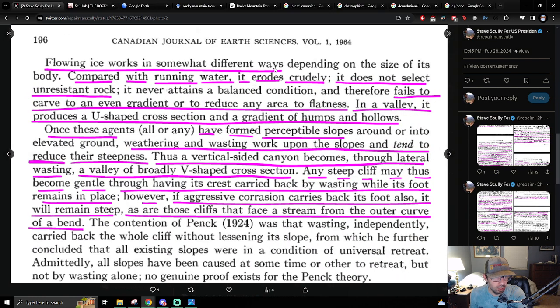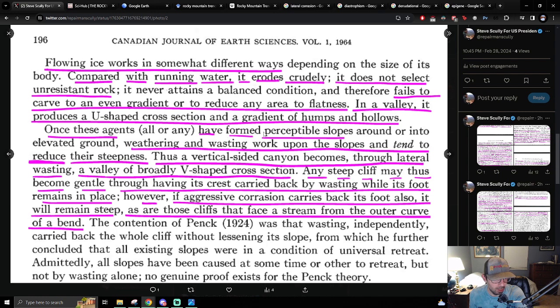Flowing ice works in a somewhat different way. Compared with running water, it erodes crudely. It does not select unresistant rock, which neither do highly pressurized currents. I mean, it does, but it doesn't, depending on the pressure. With enough pressure, it doesn't. It fails to carve to an even gradient or to reduce any area to flatness. In a valley, it produces a U-shaped cross-section and a gradient of humps and hollows.